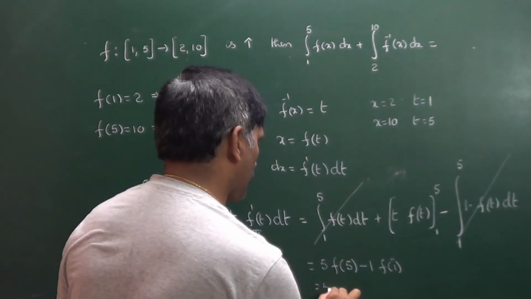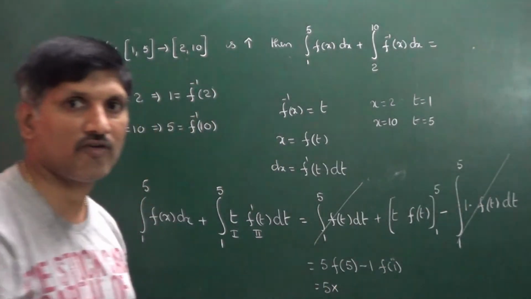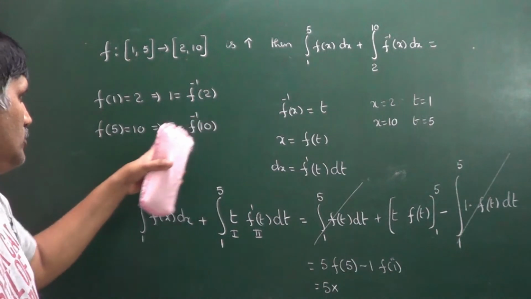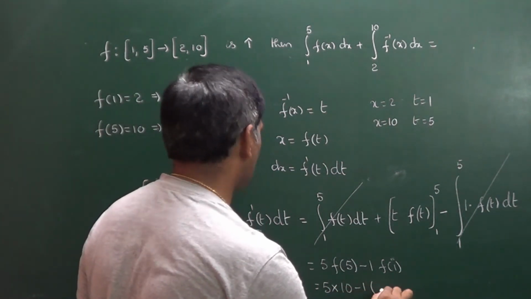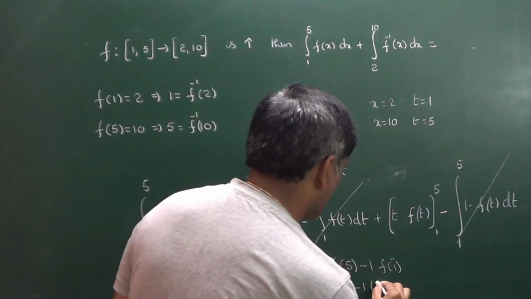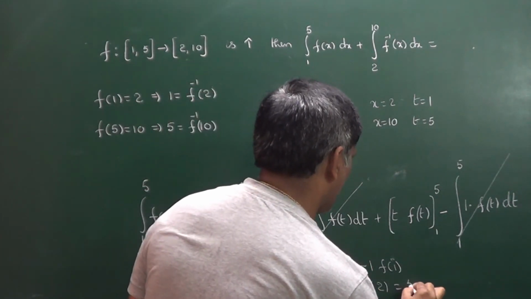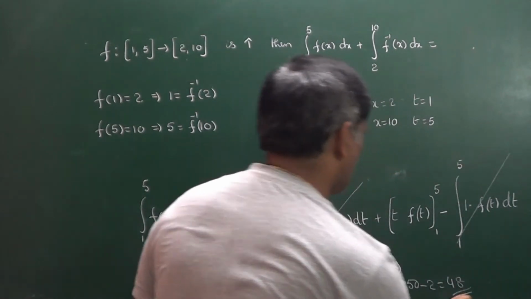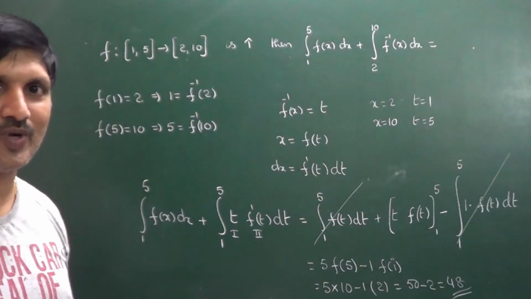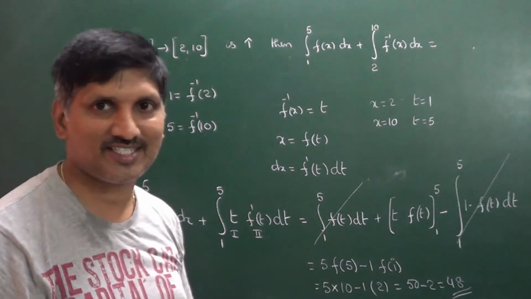That is equal to 5 into, tell me, what is the value of f of 5? The value of f of 5 is equal to 10. That's why 5 into 10 minus 1 into f of 1, whose value is equal to 2. So then we got 50 minus 2 is equal to 48 as the answer. So for this particular question we can directly say the answer.